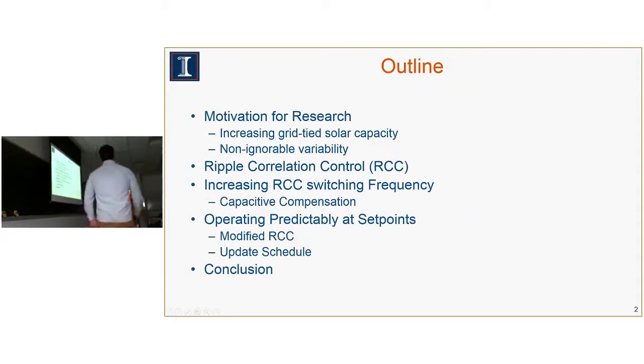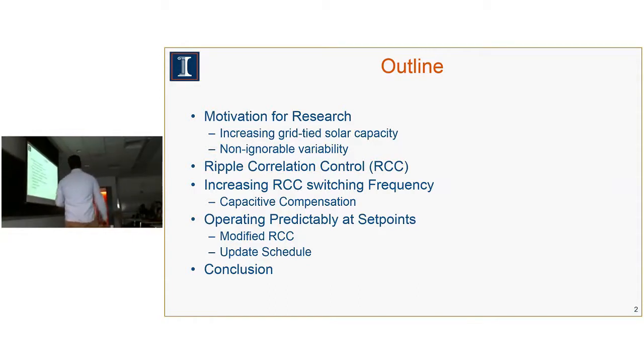It's basically separated into three sections. The first is just a general overview of why we're trying to do this. Then an intro to ripple correlation control, and then the two things we're trying to add into ripple correlation control, which is essentially increasing the switching frequency, and then modifying the algorithms to be able to track off maximum power point set points. Off maximum power point set points.